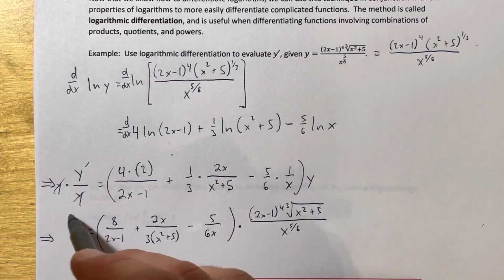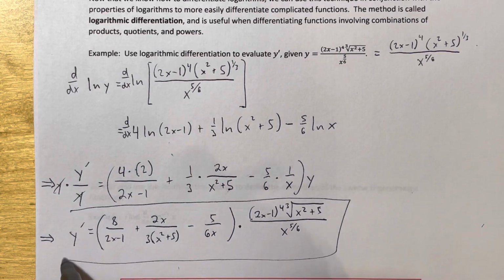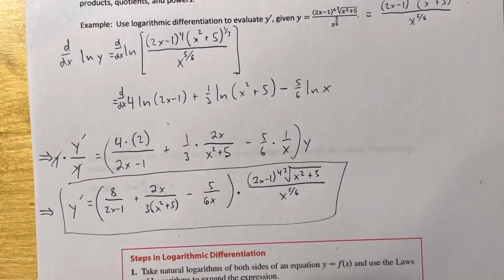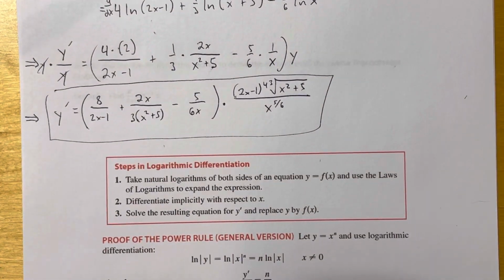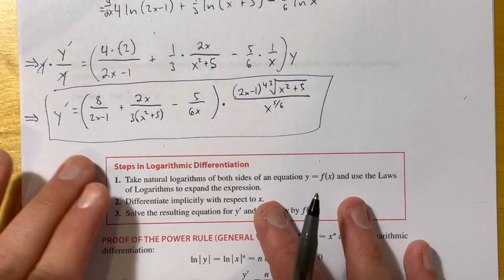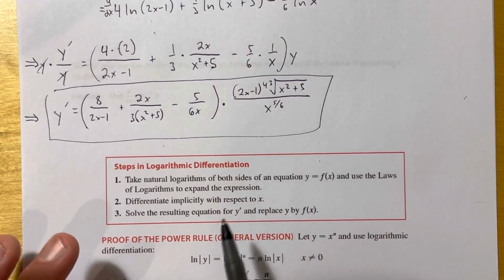Okay, so this is my derivative. Now notice the derivative is very complicated looking, but getting it was not hard because my logarithm properties helped decompose this thing into a much more manageable set of chunks, right? So to recap, what we just did is something called logarithmic differentiation. And these are the steps in logarithmic differentiation.